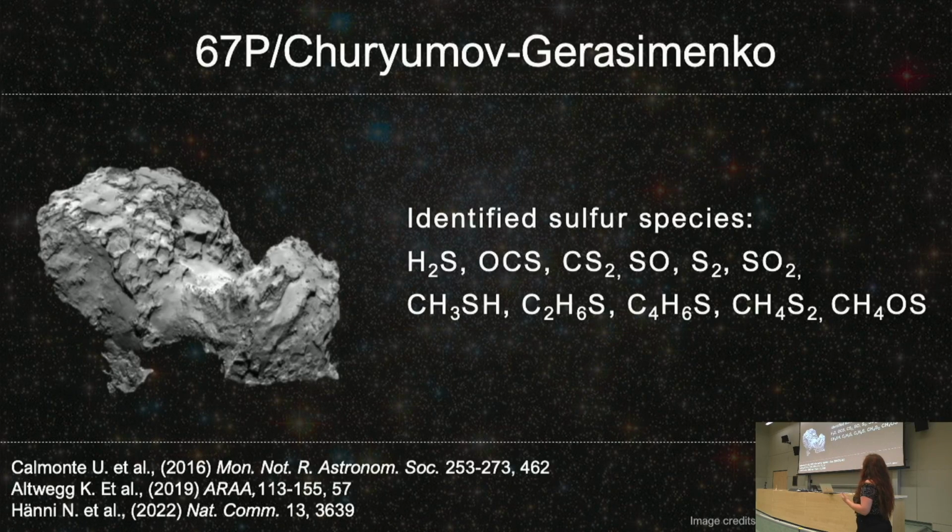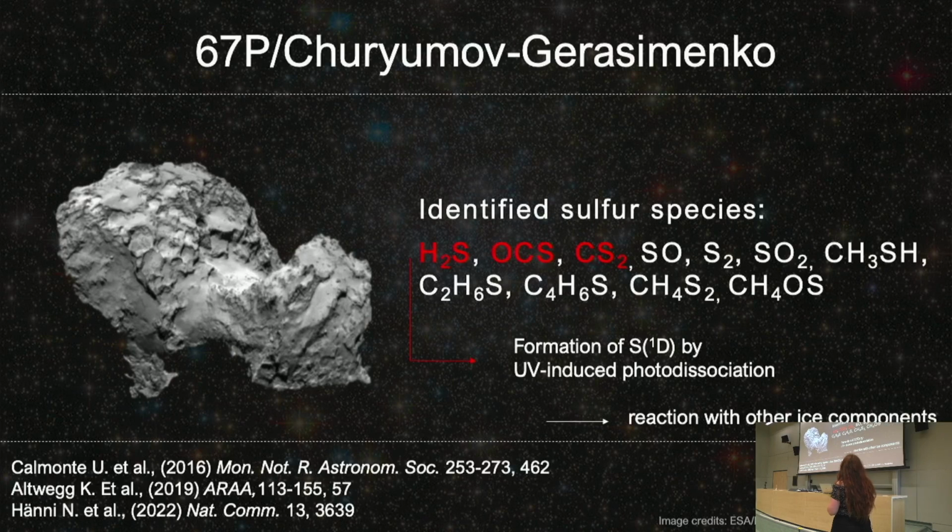And the issue is that we don't know how these molecules are formed. There is, for example, no reaction reported for the formation of these species here. So our goal is to try to understand how some of these species can be formed. Now, these are the main precursors of sulfur singlet D that have been identified. And again, if they photodissociate via UV-induced photodissociation, for example, they can form singlet D.